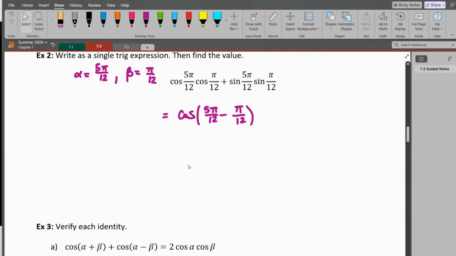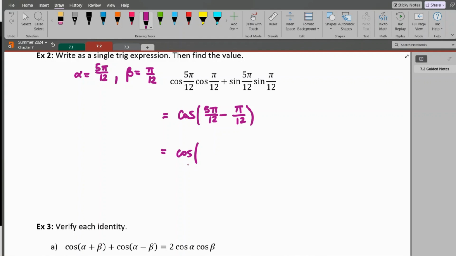So let's keep going. If we subtract these, we're going to get cosine of 4 pi over 12. Well, that's really just cosine of pi over 3. And cosine of pi over 3, well, that's just 1/2. So that's the last one of those that we're going to do here. The remaining ones are going to be verifying trig identities.